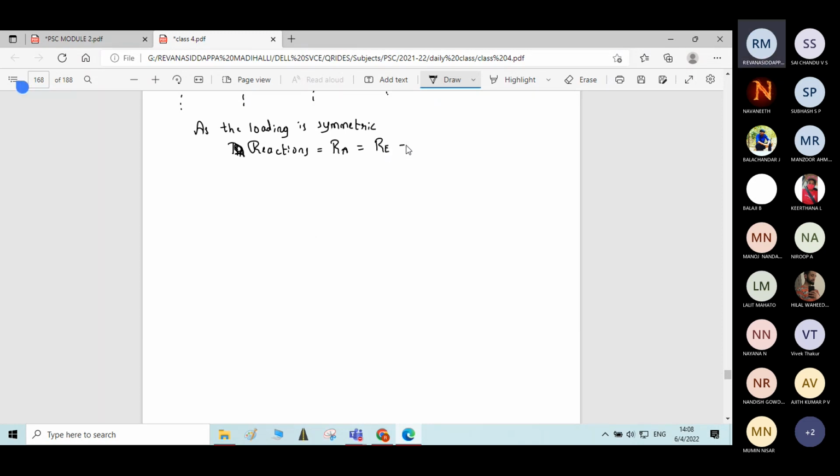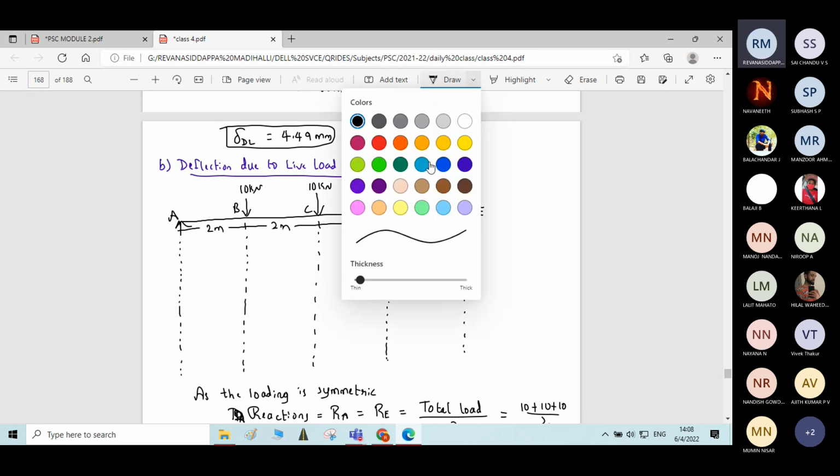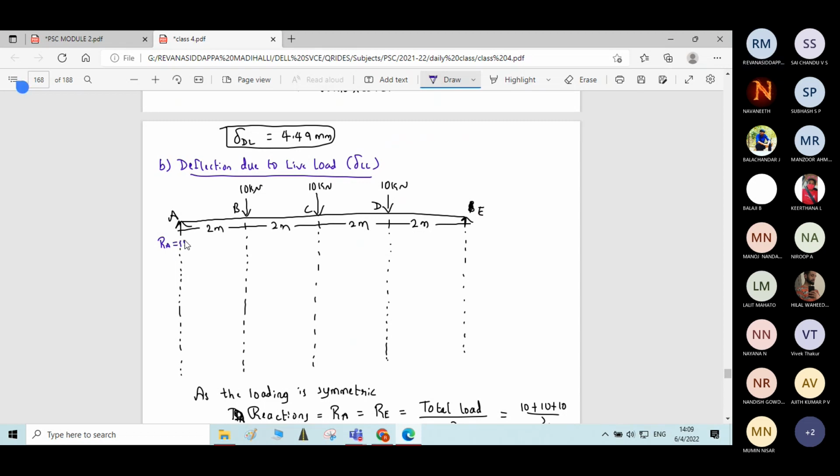RE is equal to total load divided by 2. Total load is 10 plus 10 plus 10, divided by 2. Therefore, RA is equal to RE is equal to 30 by 2, 15 kilonewton. Let me write those reactions here so that it will be helpful to calculate the bending moments at required points. RA is equal to 15 kilonewton and RE is equal to 15 kilonewton.